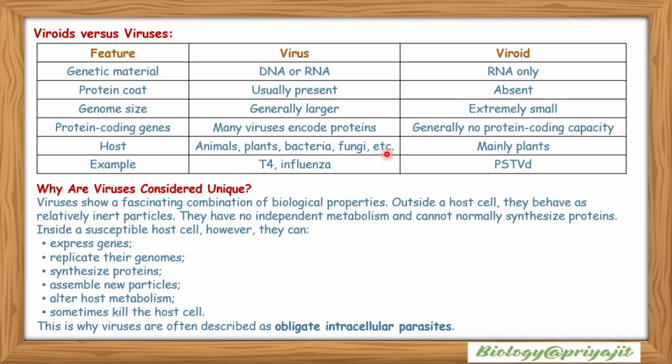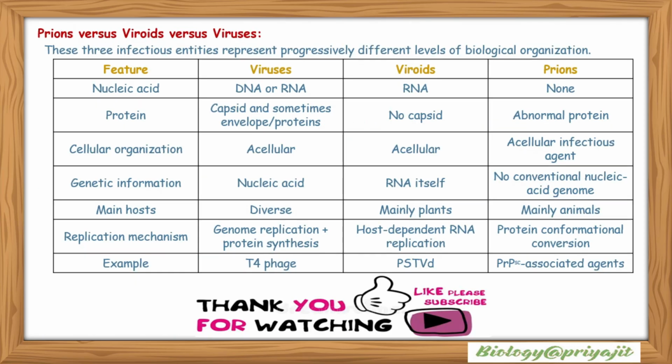Why are viruses considered unique? Because they can express genes, replicate their genome, synthesize proteins, assemble new particles, alter host metabolism, and sometimes kill the host cell. So they are often described as obligate intracellular parasites. So this is the difference between viroids, viruses, and prions.